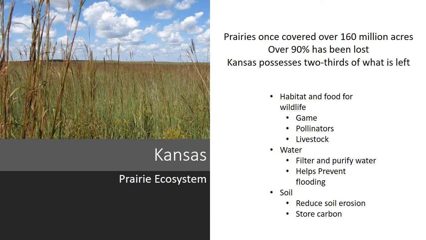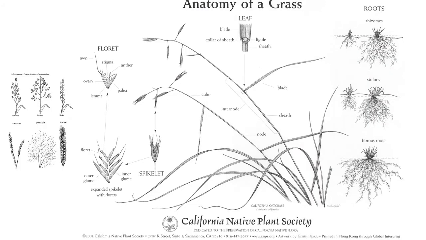Their deep roots help reduce soil erosion and store carbon, offsetting atmospheric carbon dioxide. Graminoids, or grass-like plants, are responsible for 80% of the foliage, up to 40 to 60 different species. Before we get into identification, let's look at the anatomy real quick.